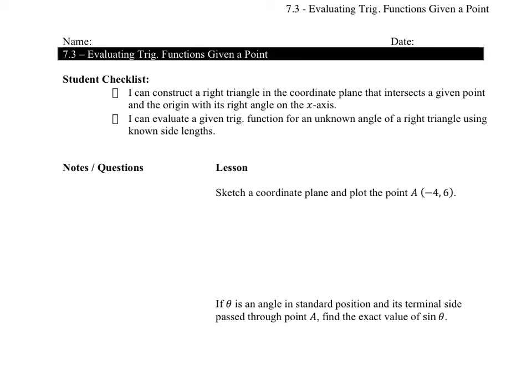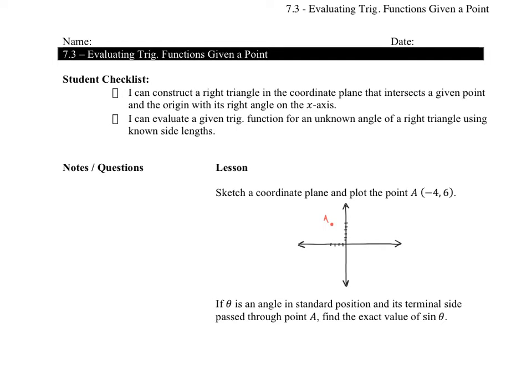All right, so what we're going to start with is just sketching a coordinate plane. And then we're going to plot the point A, which is given by the coordinates -4, 6. So I'm going to do that now. All right, so now that we have the point A graphed, and it's an informal graph, it's not perfect, but I can tell that that point is at an x-coordinate of -4 and a y-coordinate of 6. And in the next part of this question, I'm asked to find the exact value of sine of theta if theta is an angle in standard position and its terminal side passes through point A.